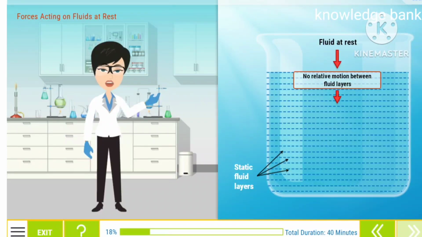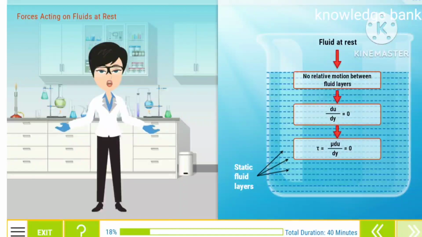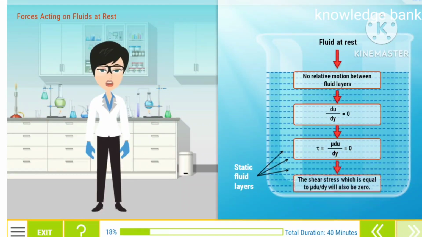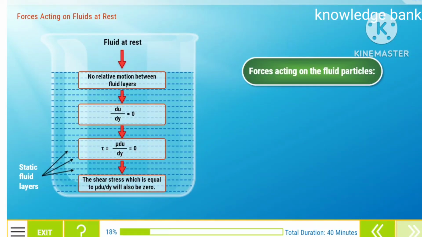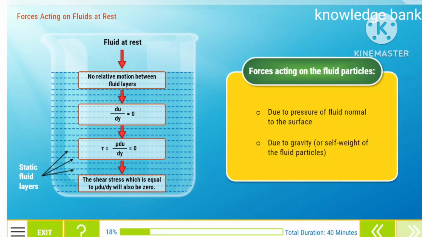The velocity gradient, which is equal to the change of velocity between two adjacent fluid layers divided by the distance between the layers, will be 0. Or in other words, du divided by dy is equal to 0. The shear stress, tau, which is equal to mu du divided by dy, will also be 0. Hence, the forces acting on the fluid particles will be due to the pressure of fluid normal to the surface and due to the gravity or self-weight of the fluid particles.